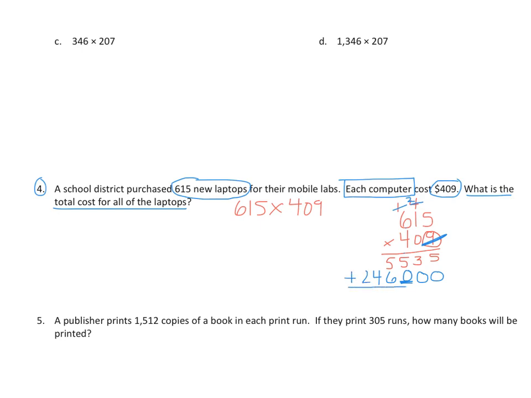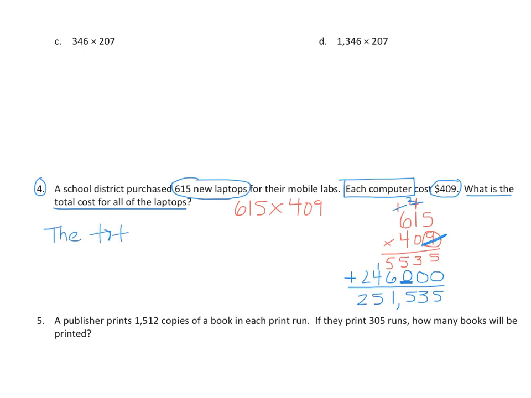And now I can go ahead and add my 2 partial products. I've got 5, 3, 5. 5 plus 6 is 11, so I'm going to bring down my 1 and carry my 1 because I have some room up on top over the 4. 1 plus 4 is 5, and then there's nothing to add with it too. So we have $251,535.